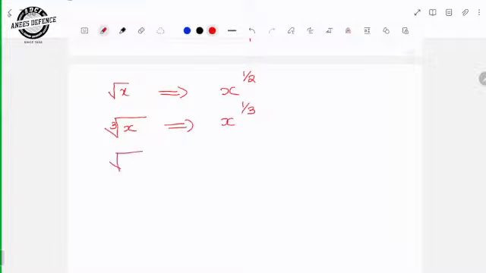Similarly, if it is fourth root of x, normally under square root we will not write anything. By default, if nothing is given, it is square root. So if 4 is given, the meaning is it is fourth root.